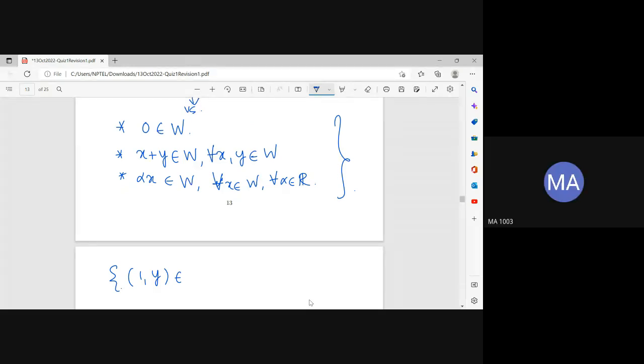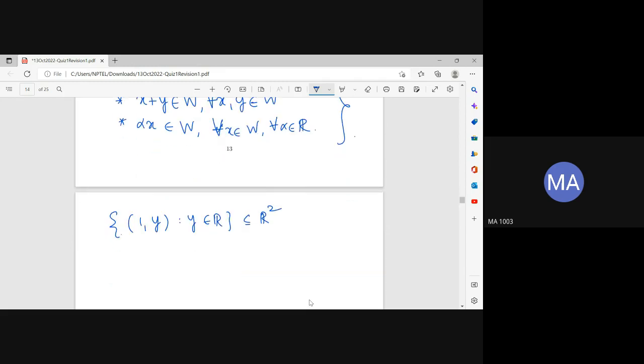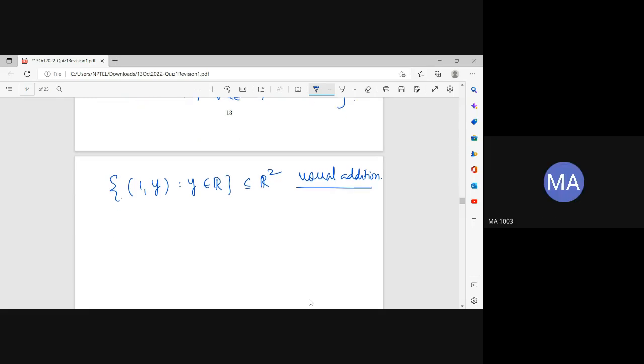Okay. So we saw this, right? (1, y) where y was any real number. Is this a subspace of R2 under the usual addition? No, ma'am, because the zero vector doesn't exist. Again, its addition is not closed. Under usual addition, addition is not closed. So this is not even a vector space.